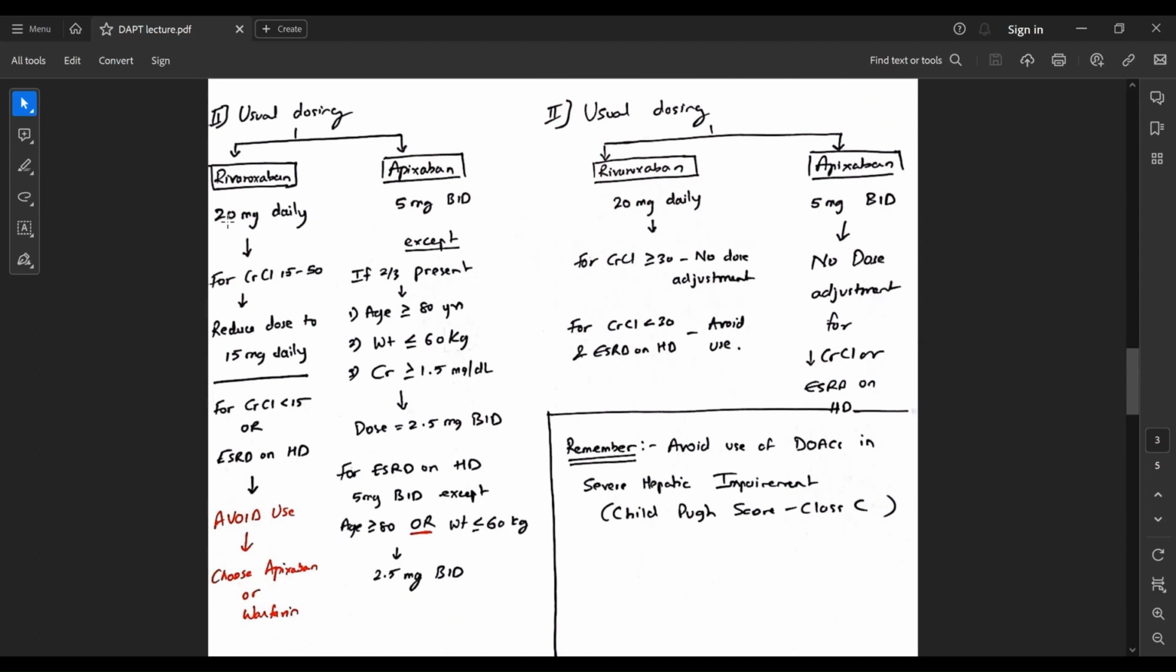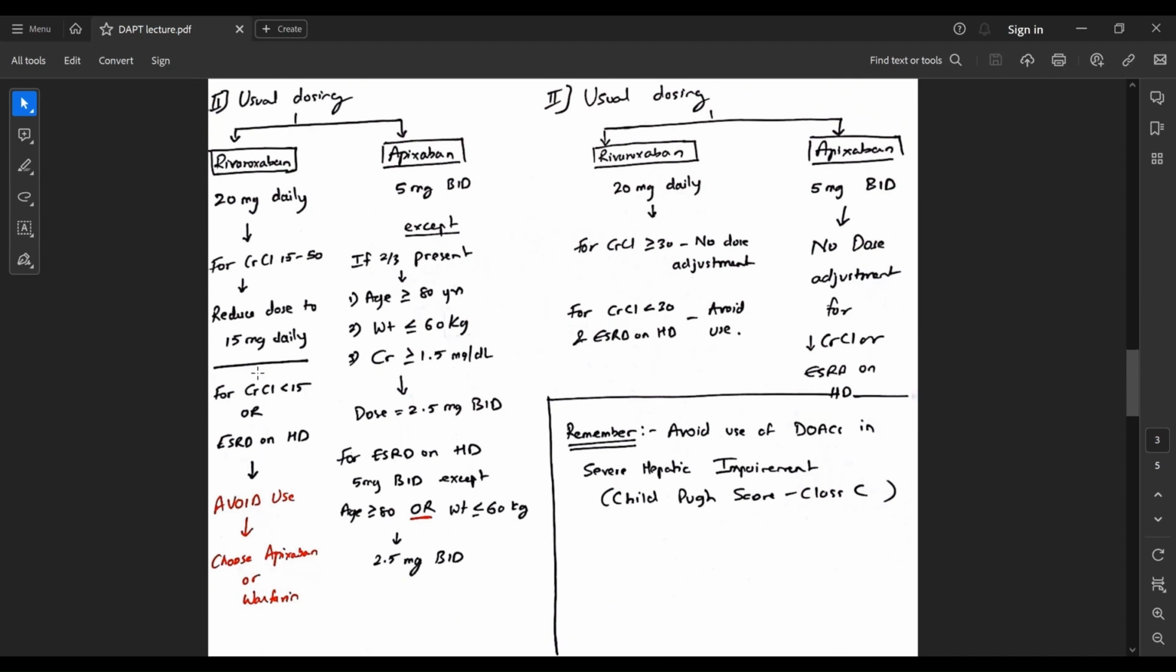When it comes to rivaroxaban, as I said, 20 milligram daily is the usual dose for AFib, unless the creatinine clearance is between 15 to 50. In that case, you will reduce the dose to 15 milligram daily. Whenever you're admitting a patient, you always have to remember to check their creatinine clearance, and all the medications that you put them on at admission need to be dosed renally. This includes all the meds, including antibiotics.